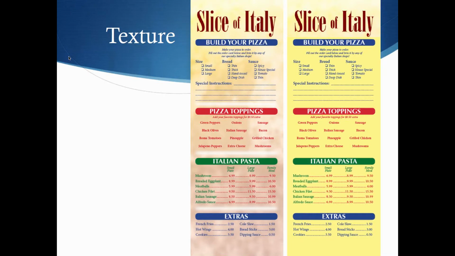The one on the right hand side, I could just make that background solid yellow. There'd have been nothing wrong with that. But by adding the texture like you see on the left hand side, it adds just a little bit more interest to it, and also adds a little more value to the look and feel of the overall pizza menu.